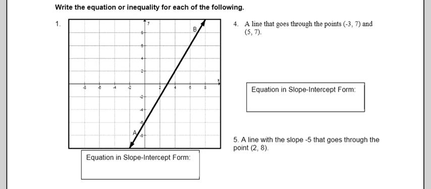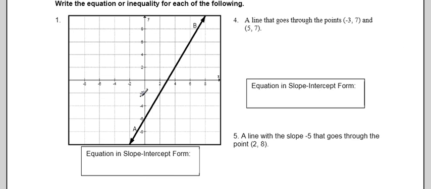So the first one we have is to write the equation of this line on number 1. We have the graph and it asks for the equation in slope-intercept form. Slope-intercept form is y equals mx plus b. So we need the m and we need the b. To find the m from a graph, I need to find two perfect points. That's perfect and that's perfect.